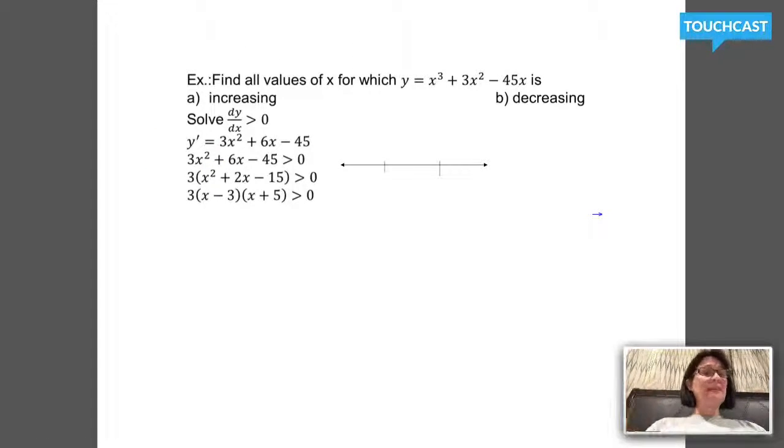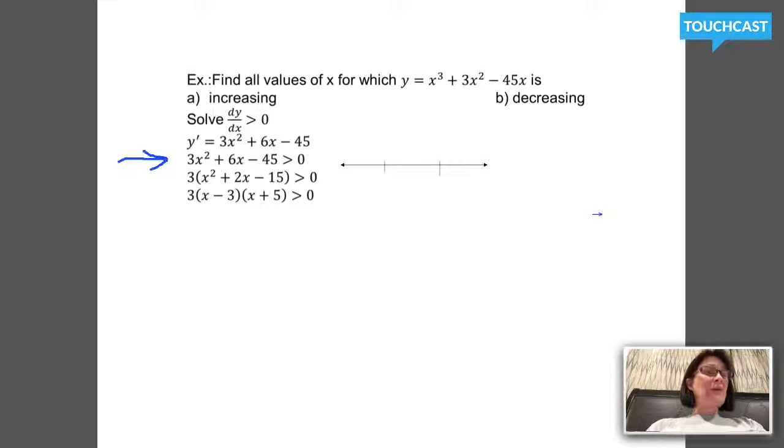All right, so we said we're going to solve y prime is greater than 0. Y prime, that's not the hard part in this problem. This is a polynomial function. To take its derivative, we're just using the power rule. So I have a new problem. My y prime, 3x squared plus 6x minus 45, I need that to be positive. So that's why I have is greater than 0 here.